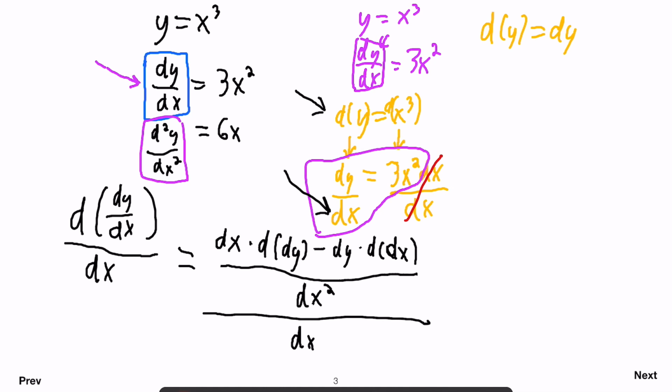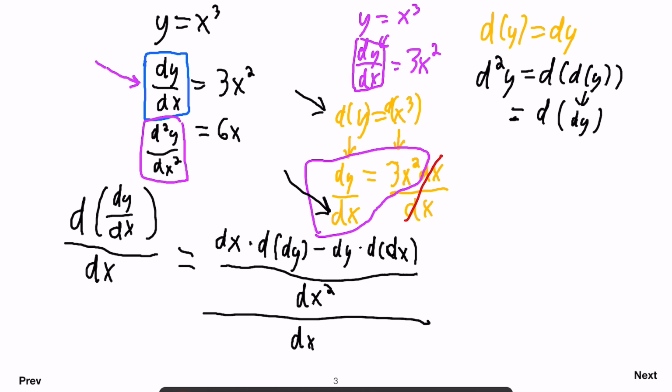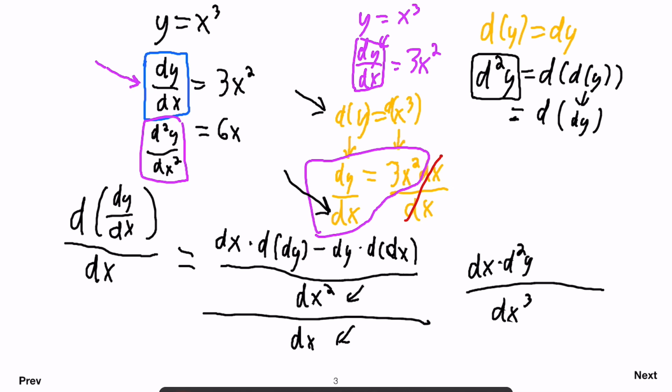Okay, so that's kind of a crazy set of things, but we can simplify it because we said earlier that when we say d squared y, that's just equal to the differential of the differential of y, which, since this is just dy, is the differential of dy. So we can replace all of our differentials of differentials with this notation. And likewise, since we're dividing by dx squared and then dividing by dx again, we can replace all that with dx cubed. So that will give us dx times d squared y minus dy times d squared x.